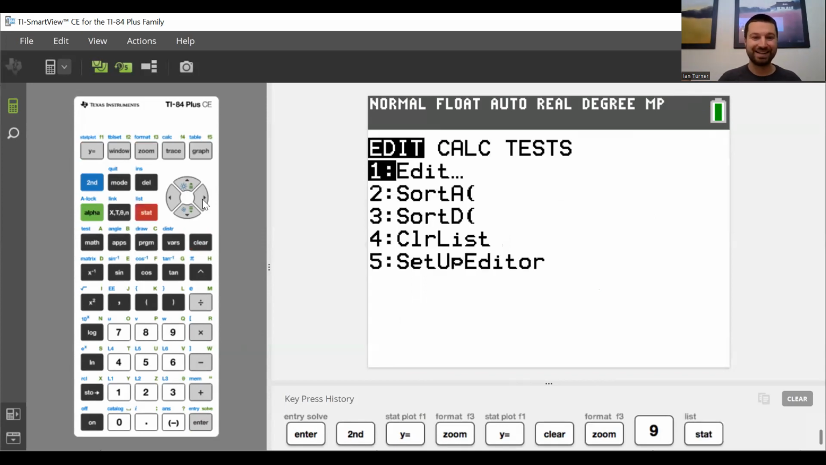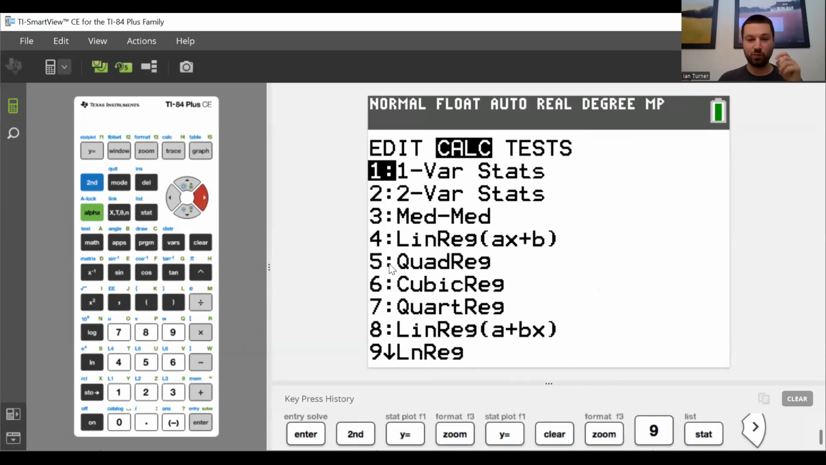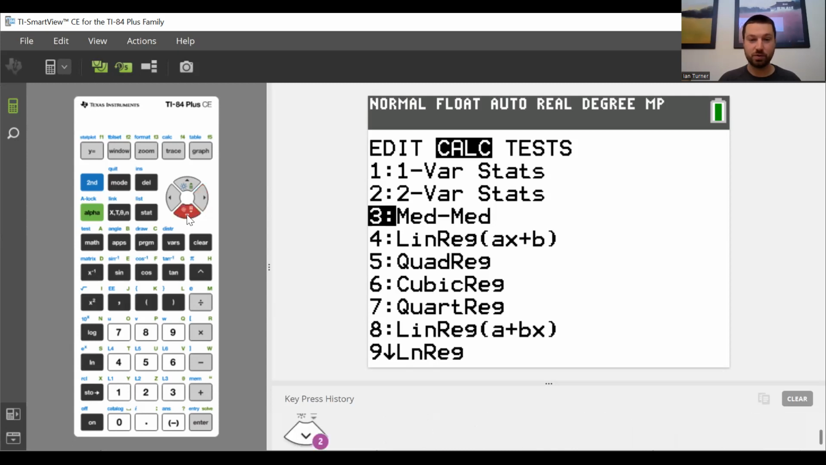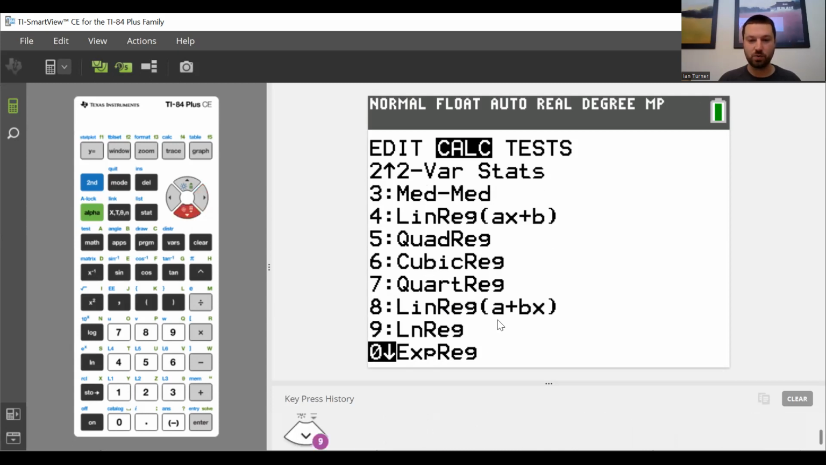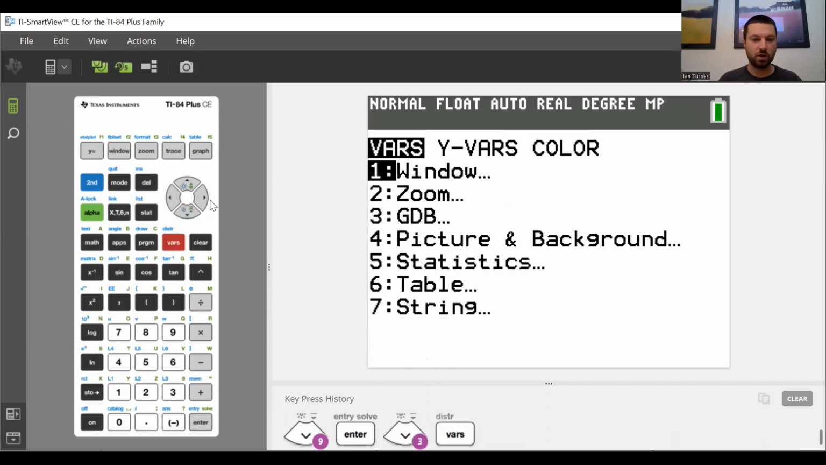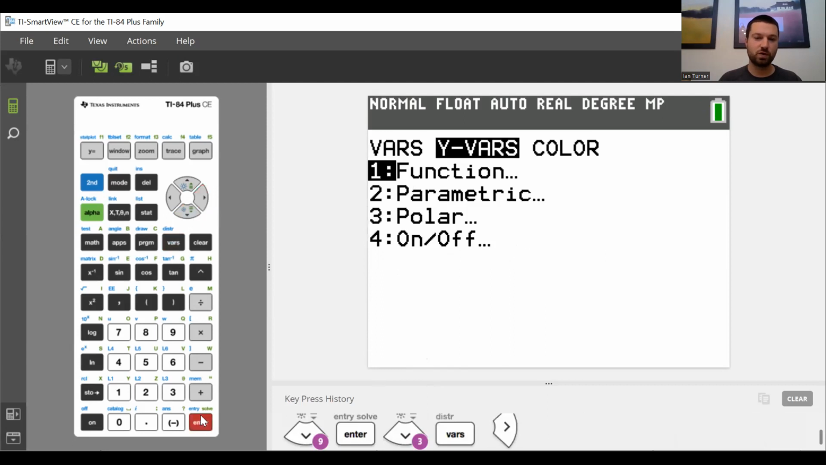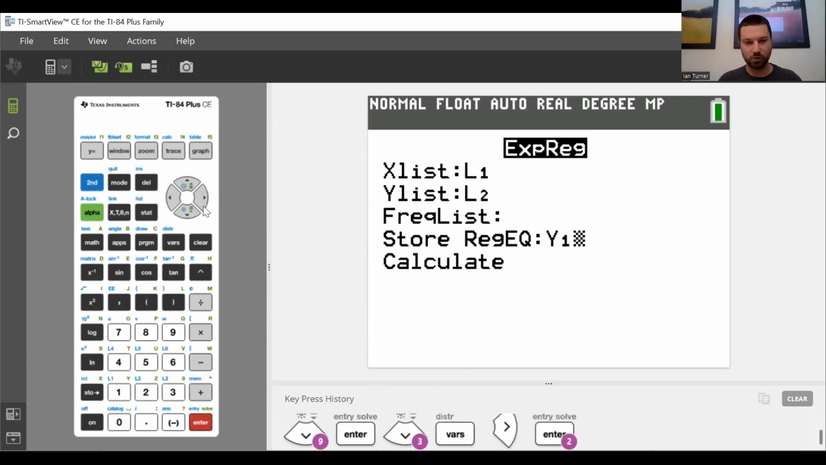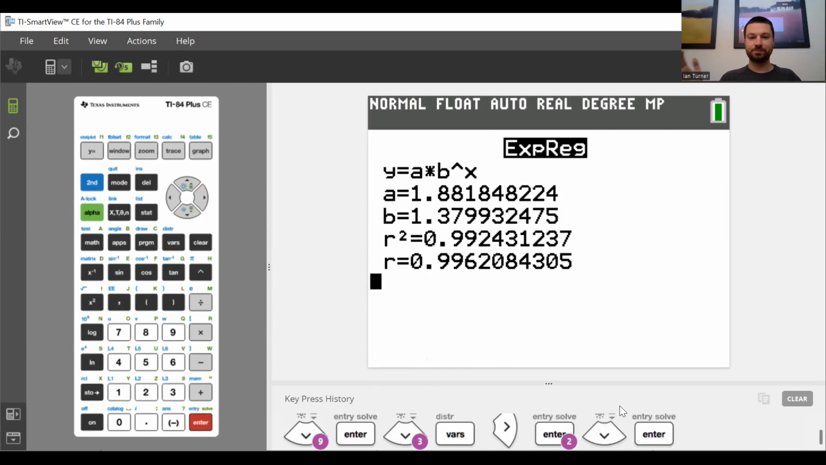So we're going to go stat, calc. So last one we did 5 was quadratic regression. Then we've done 8 a lot for linear regression. And now I think we got to go down to 0. Yeah, go down to 0. It's exponential regression. We're going to enter L1, L2, and we can store it like we've been doing. So we're going to go vars, y vars, function, y1. We're going to store it in y1, calculate.